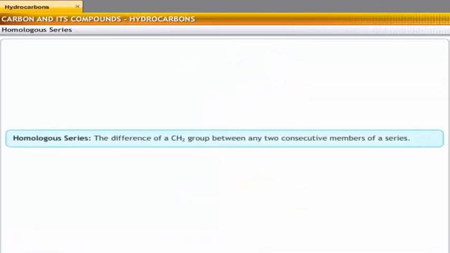When carbon compounds with similar functional groups were arranged in ascending order of molecular weights, the difference between any two consecutive members of the series was found to be a CH2 group, and such a series is identified as a homologous series.